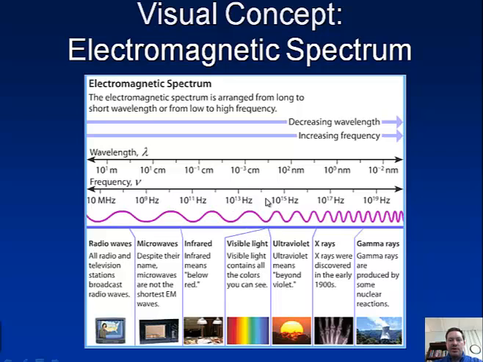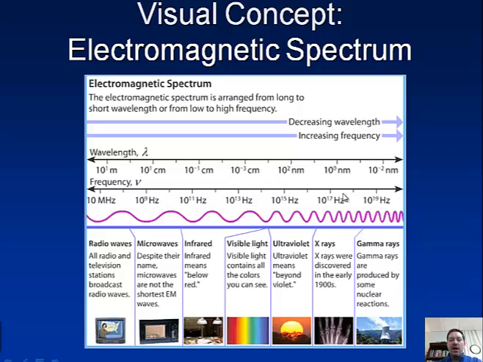Alright, what I want to do is draw our attention here. Visible light is where we see light. It contains all the colors that we can see. And then we can go to longer wavelengths, so we can see that infrared is below red. We've got microwaves that fall under this, and radio waves, so those would be below the red side of the visible spectrum, or the infrared side. So these are the longer wavelengths.